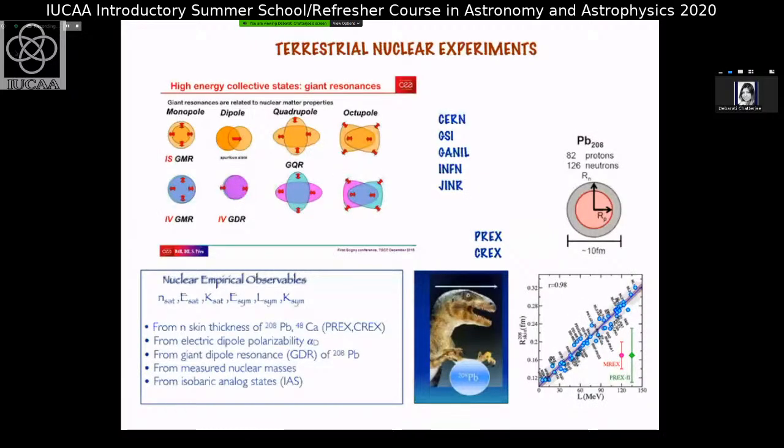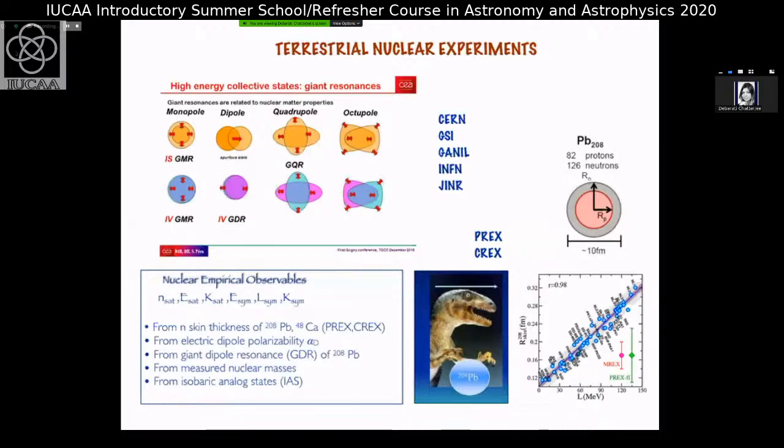So what are the experiments which give us an idea about this symmetry energy? There are actually a number of experiments. So there is the calculation of the neutron skin thickness for lead and for calcium, and these experiments are called PREX and CREX. Although there is a very large discrepancy yet, in future there are plans to upgrade these facilities and get a better idea of the neutron skin. So basically neutron skin is the difference between the RMS radii of neutrons and protons.